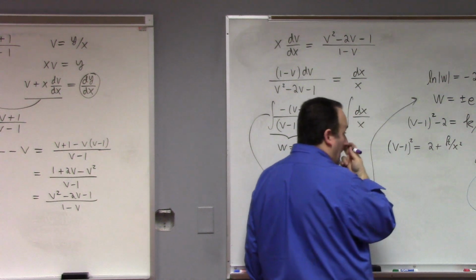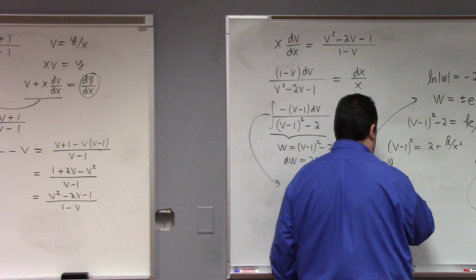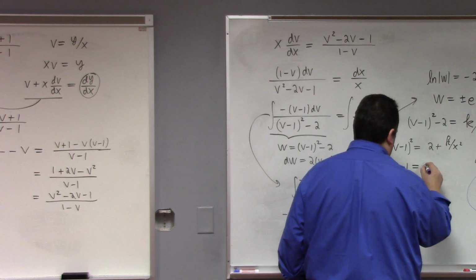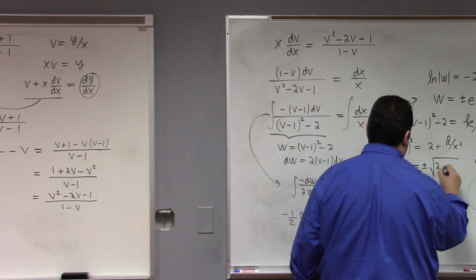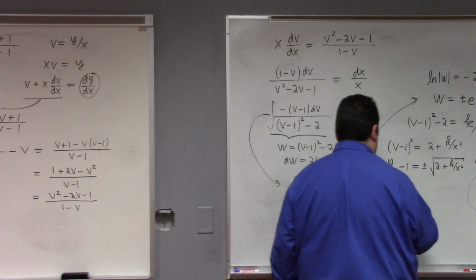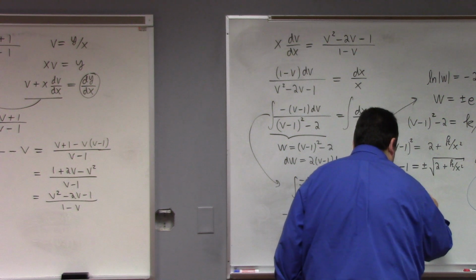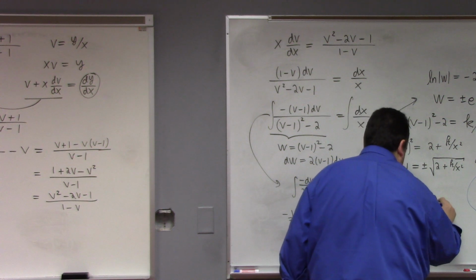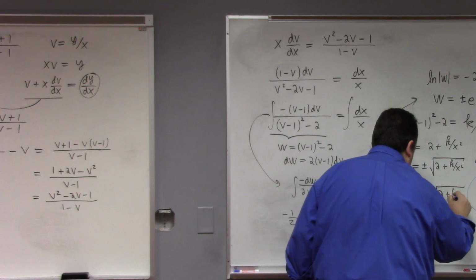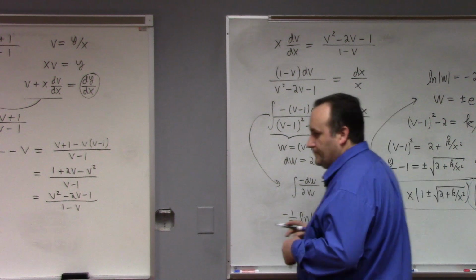But what was v? Well, v is y over x, right? Yeah. So we've got y over x minus 1 is equal to plus or minus the square root of 2 plus k over x squared, which then gives me y equals x times (1 plus or minus the square root of 2 plus k over x squared). There you go.